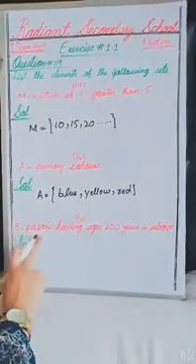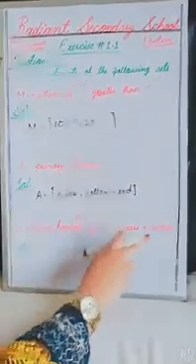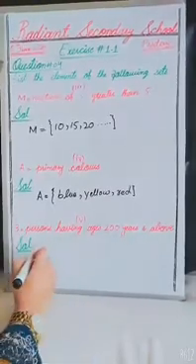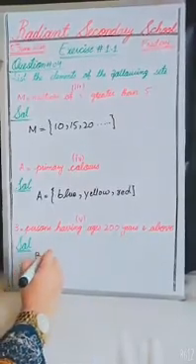Next part is B equals to persons having ages 200 years or above. Obviously, there is no person who is aged 200 years or above.